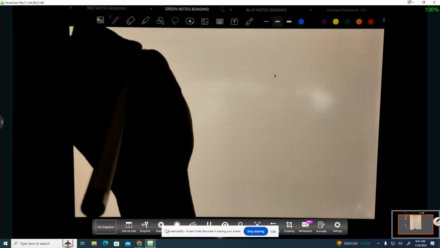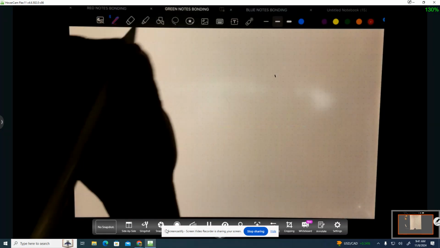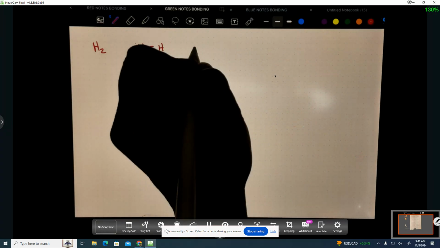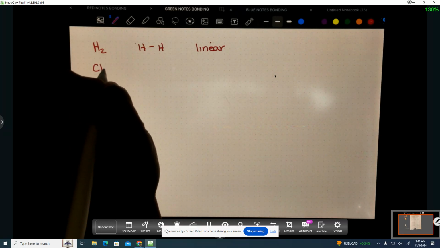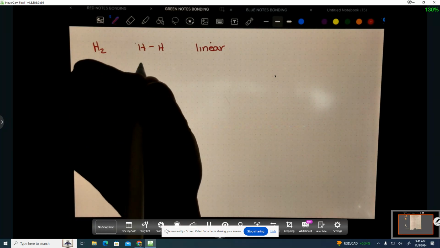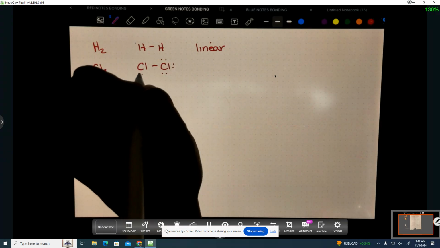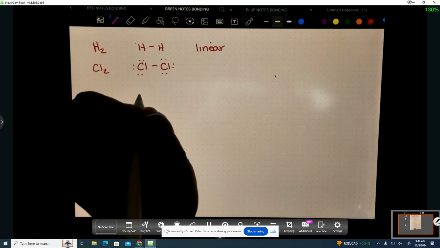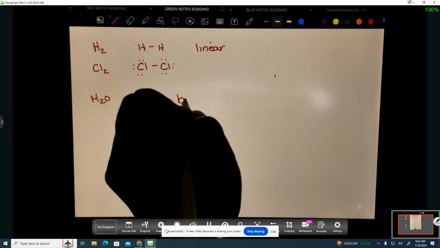H2 kind of looks like this. I'll draw it like this. H bonded to H. What's the shape of that? Linear. Anytime you have 2 things that are in the same, they're going to be linear like that. Okay. Water. H2O. That's going to be bent.